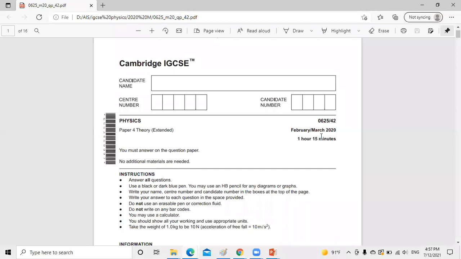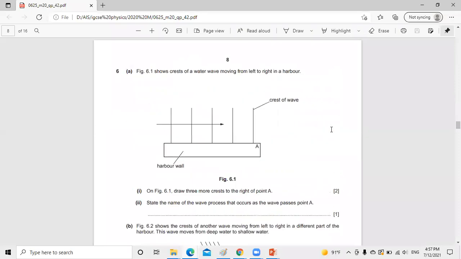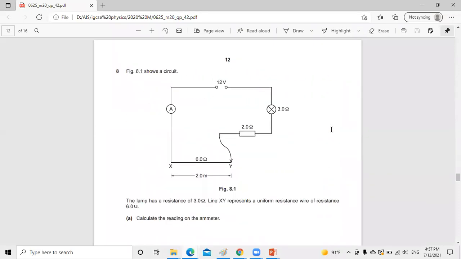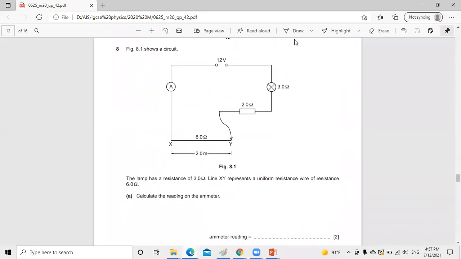Now let's return back to the question from March 2020. Question number 8. What did they say in this question? We have to read the question.